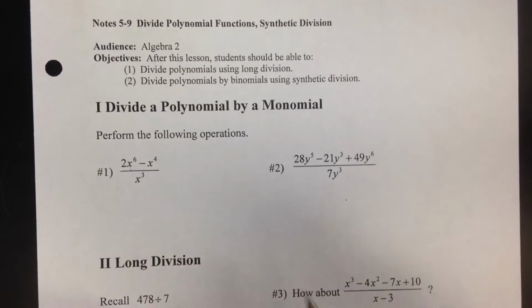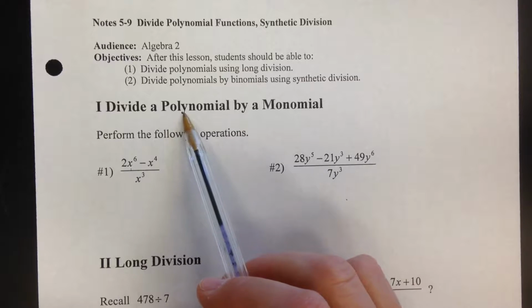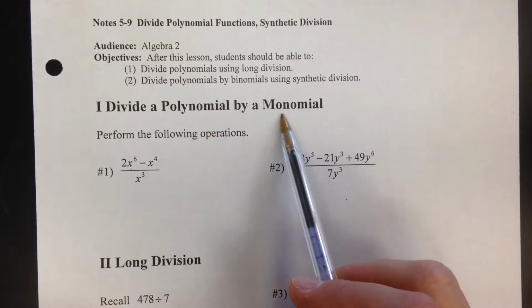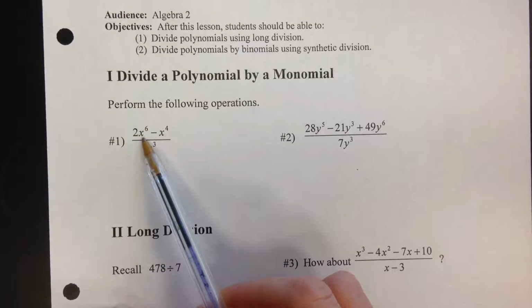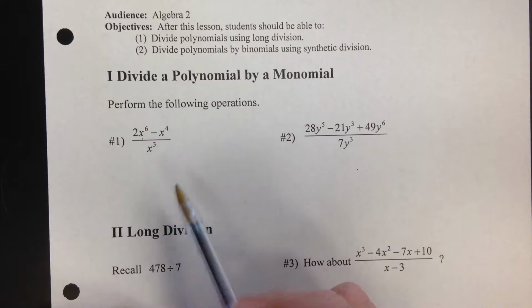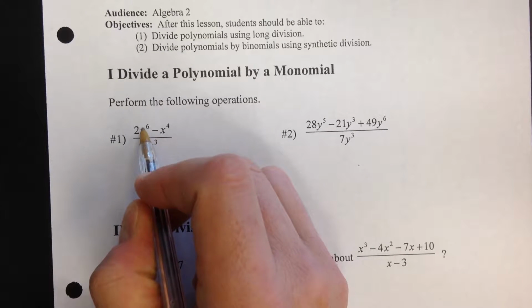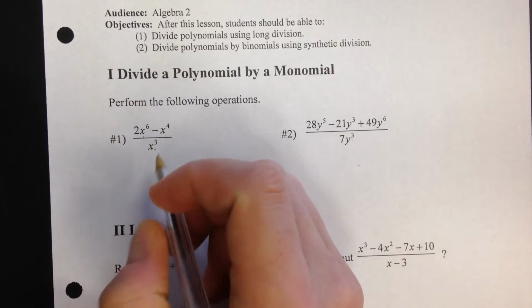Alright, so dividing a polynomial by a monomial. Poly means many, so if you have many terms, dividing it by mono is 1. So for example, in number 1, 2x to the 6th minus x to the 4th, that's a binomial, 2 terms, and we're dividing by one term, x to the 3rd. When you divide by a term, you're taking everything in the numerator and dividing it by the denominator. So you can break it up.